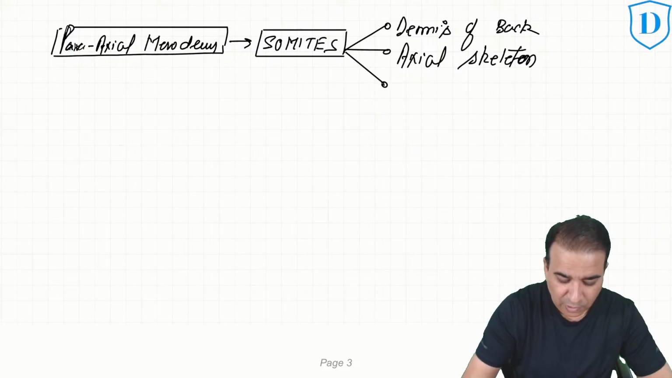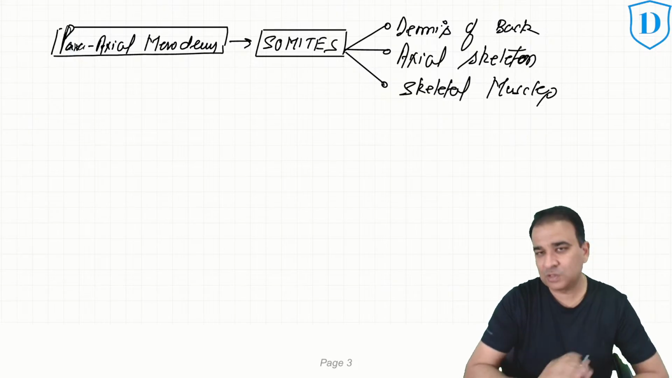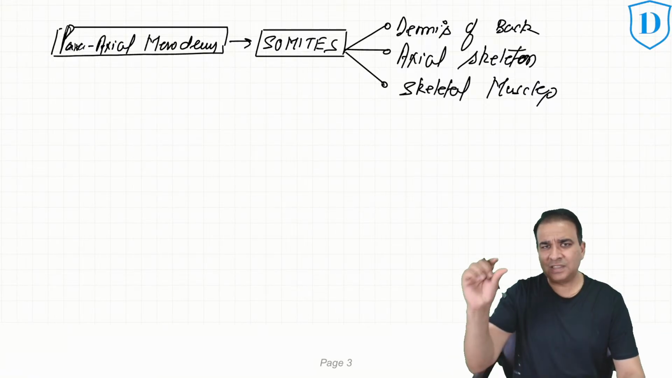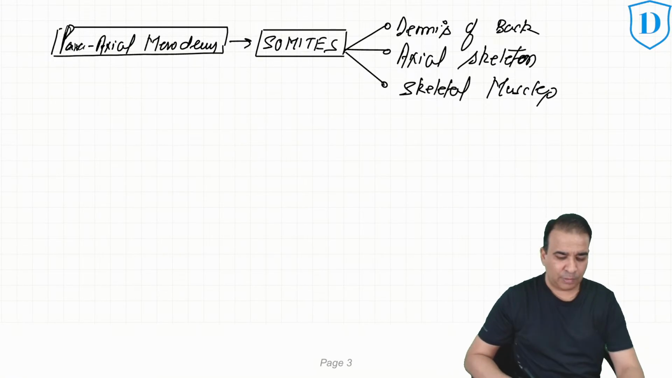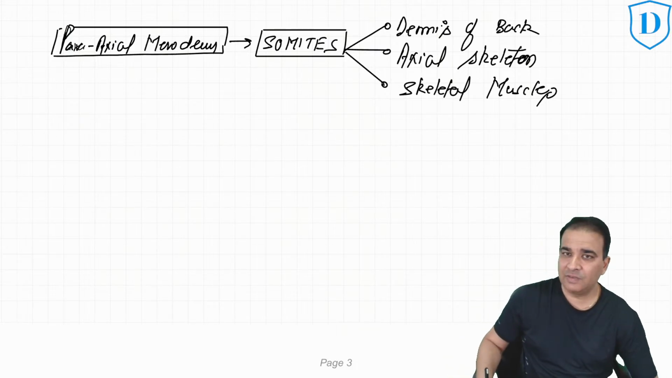And number three, it will also give rise to what muscle? Skeletal muscles. It will give rise to skeletal muscle, right? This is the paraxial mesoderm, which will give rise to somites. Somites are thickening of the paraxial mesoderm. So you will find them on both sides of the neural tube; you will see condensation called somites, and that will give rise to the dermis of the back, axial skeleton and skeletal muscle.